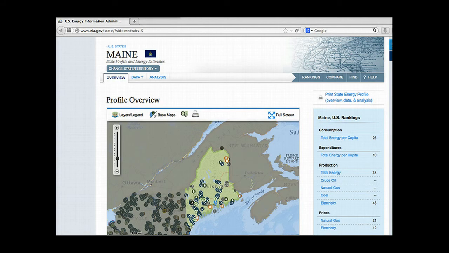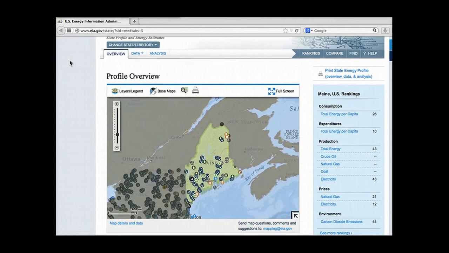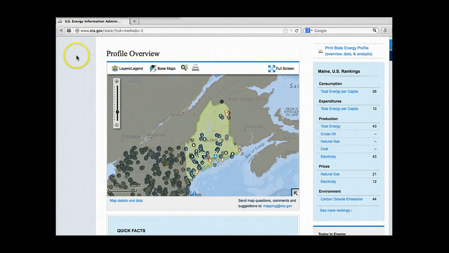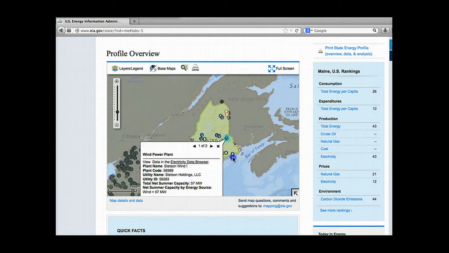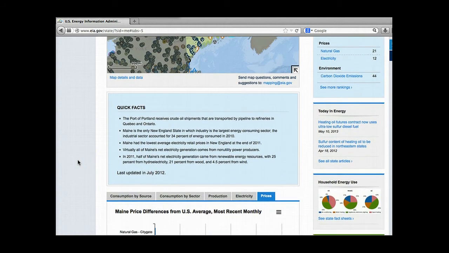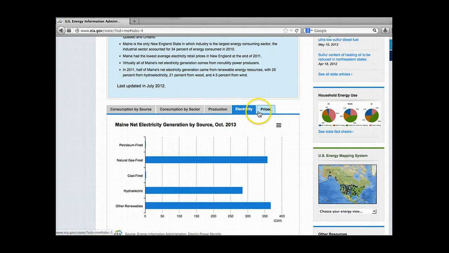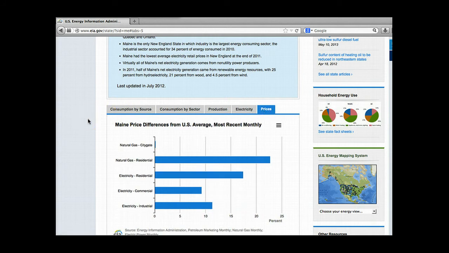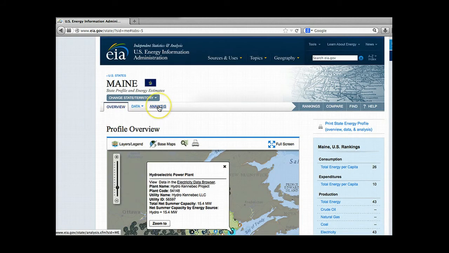Next, go to the Energy Information Administration's State Profile website to see how Maine and other state energy systems differ from the world and national averages. Click on the icons in the map to learn about specific power generation units in the state. Click on the tabs Consumption by Sector, Production, Electricity, and Prices to view graphical information about each of these items. Explore the Data and Analysis tabs for more detailed information related to what you see in the overview.